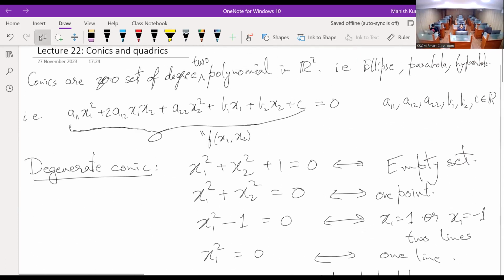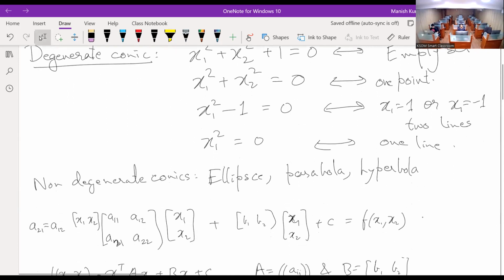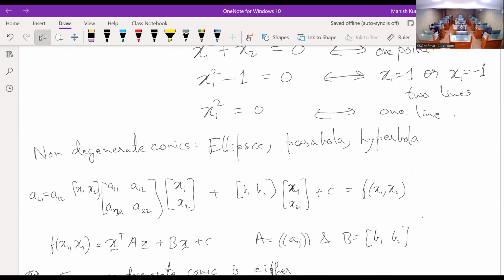So basically this equation, one can write it in terms of matrices like this. You consider the matrix Aij, A11, A12, A21, A22, but you make sure A21 is the same as A12. And then consider the vector X1, X2. These are the coordinates on R2.